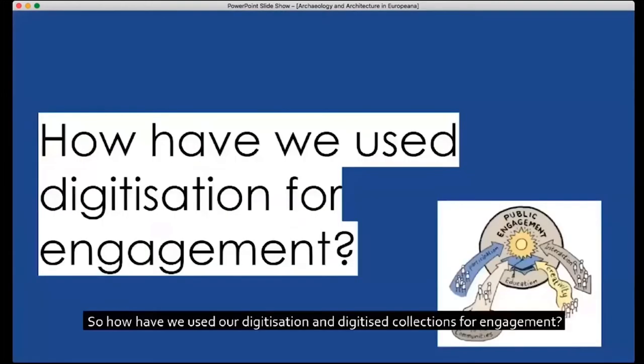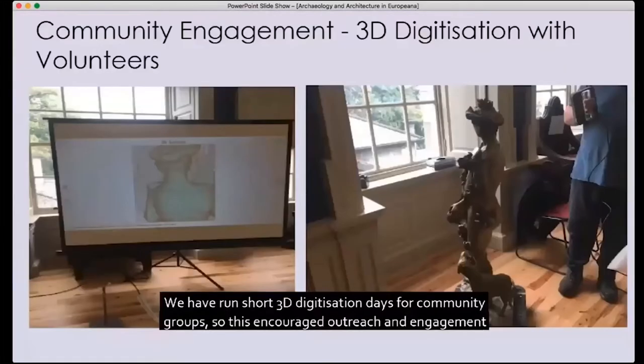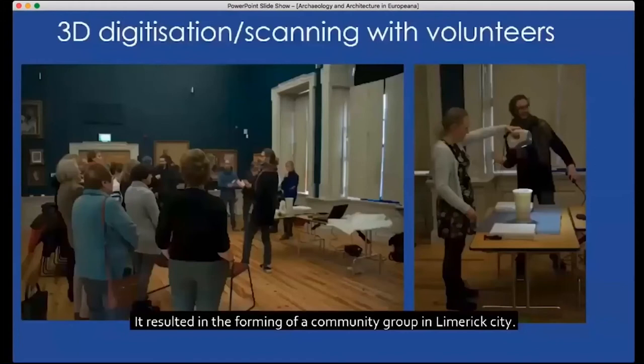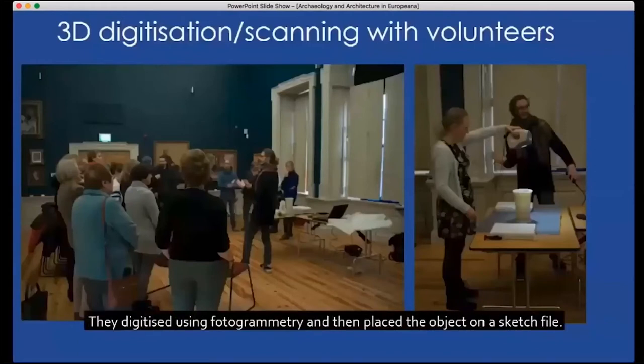So how have we used our digitized collections for engagement? So we have run short 3D digitization days for community groups. So this has encouraged outreach and engagement and resulted in a large number of objects being 3D digitized. This resulted in a forming of a community group in Limerick City. They digitized using photogrammetry and then placed objects on SketchUp.